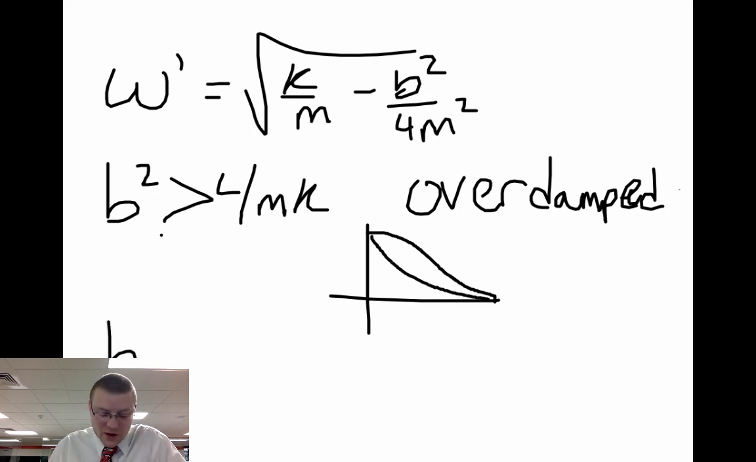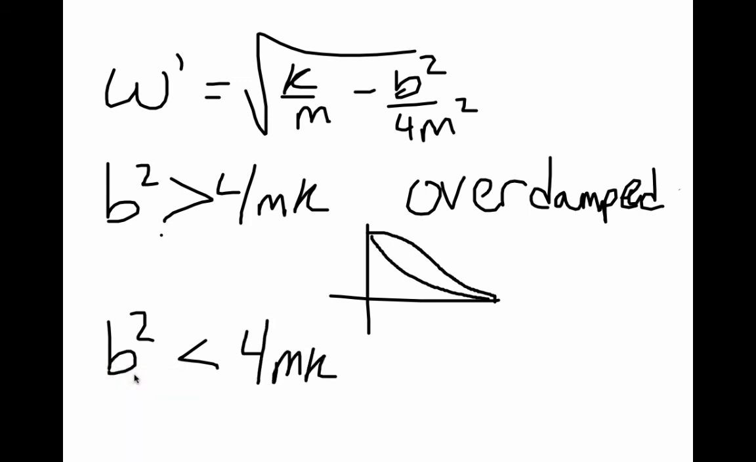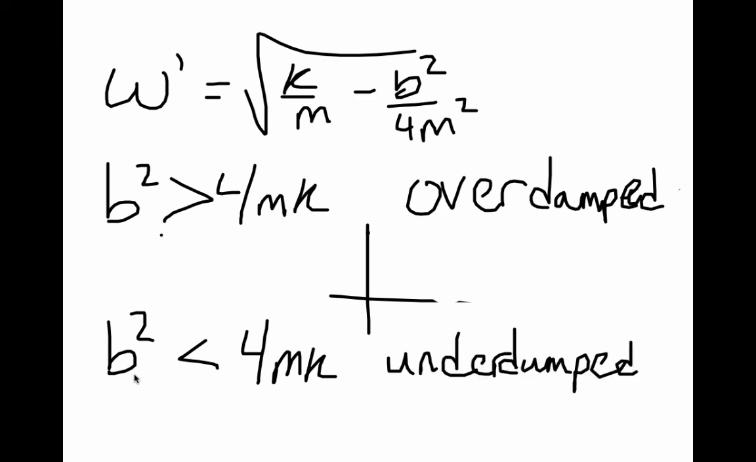And like we saw in all other scenarios, if your b squared value is less than 4mk, you have an underdamped scenario. In underdamped scenarios, the masses will oscillate back and forth, but as time goes on, their amplitudes will die off and eventually approach 0. So in a problem, you'd have to be given the b value if you want to plug in and find any of these values. Or in a lab, you could solve for the drag coefficient of water, oil, whatever is trying to slow you down.